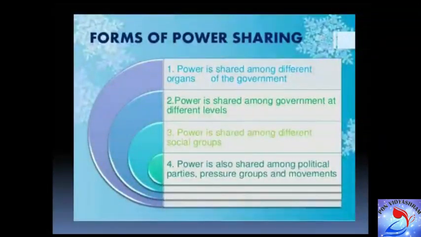Now we will see the different forms of power sharing. First one, power is shared among different organs of the government. That is power sharing among legislature, executive and judiciary. It is known as horizontal power sharing. Second is power shared among different levels of government. That is central, state and local governments. That is known as the vertical power sharing. Third form of power sharing is among different social groups, as in the case of Belgium. And the fourth one is power sharing among political parties, pressure groups, etc.